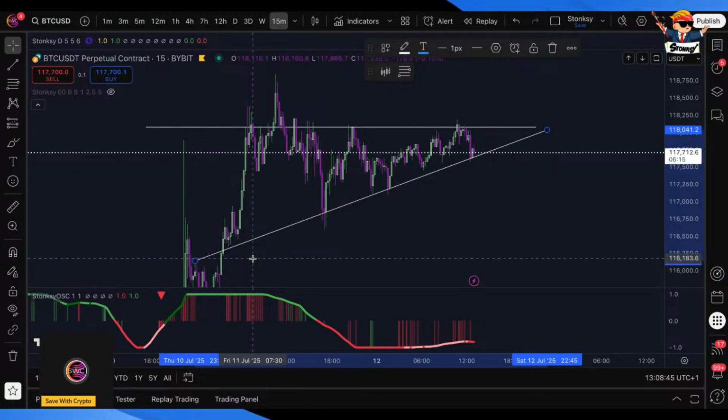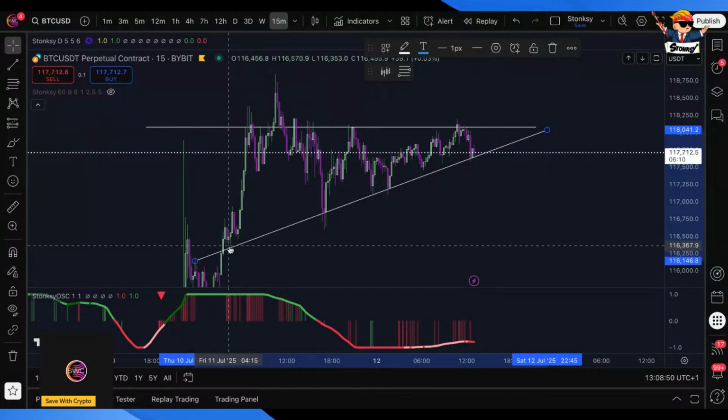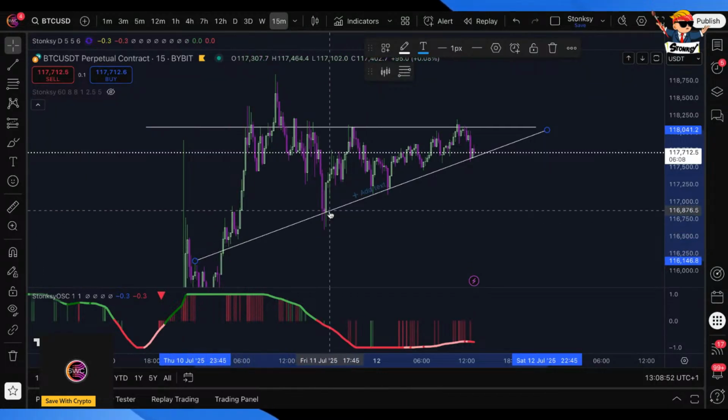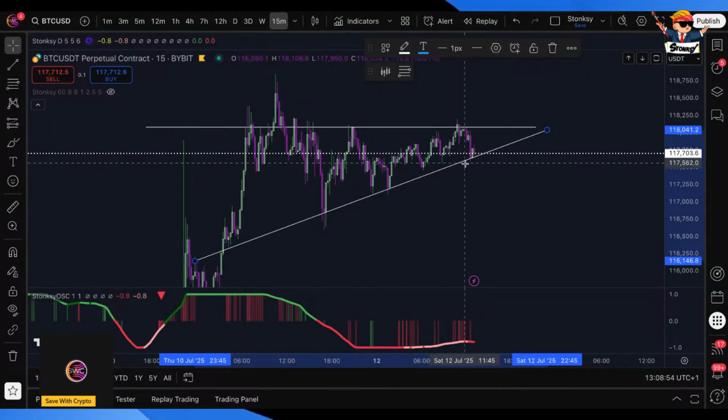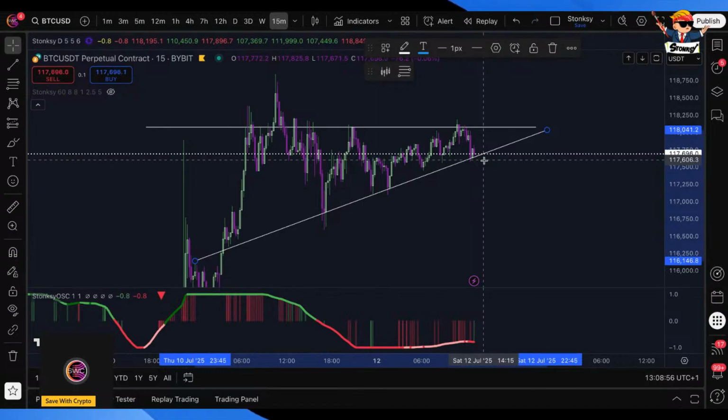So you get the idea. You need as many touch points as possible. So that's a touch point there. There's one there. There's a candle body there. Candle body there. Candle body there.